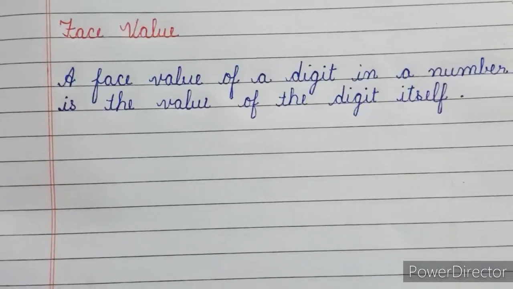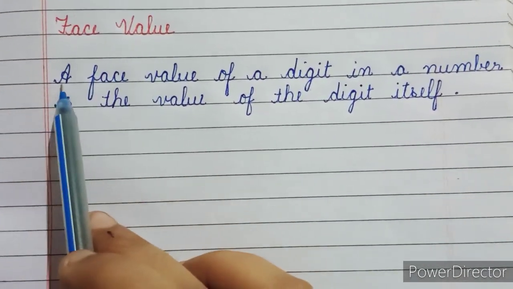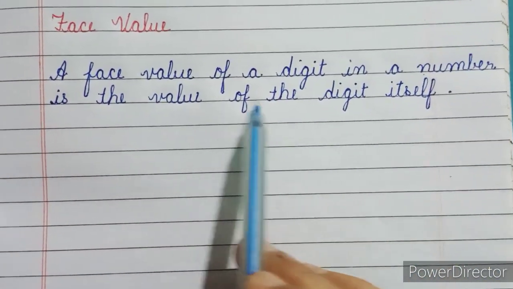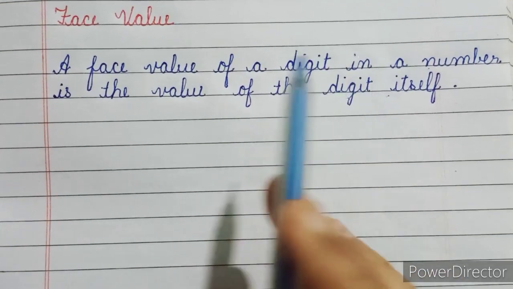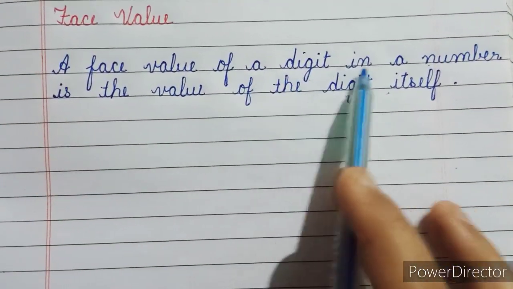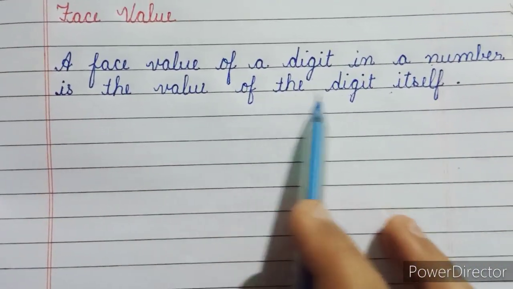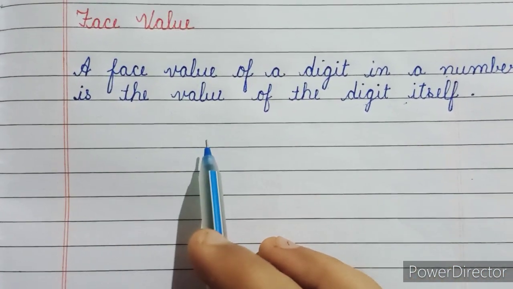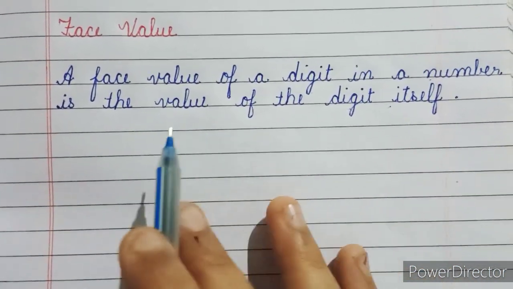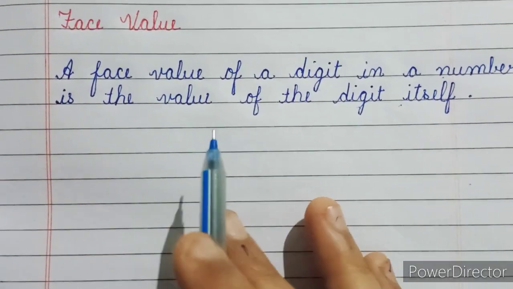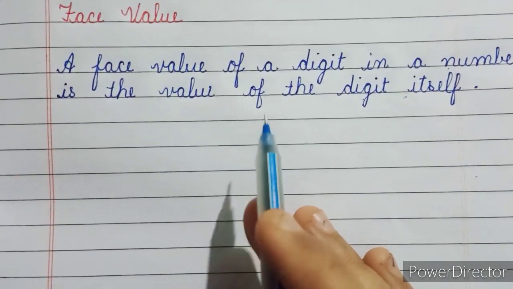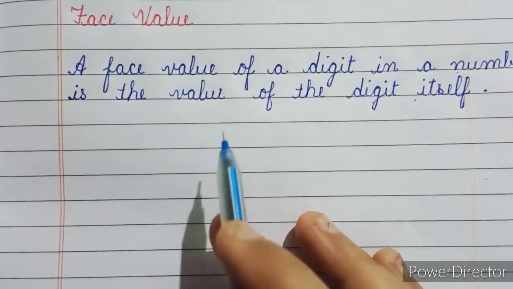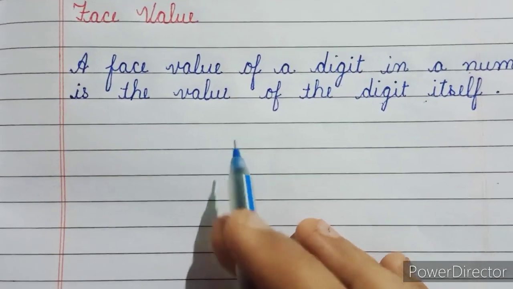Face value. The face value of a digit in a number is the value of the digit itself. Unlike the place value, the face value does not depend on the position of the digit in the number. Let's understand face value better using the number 6395.